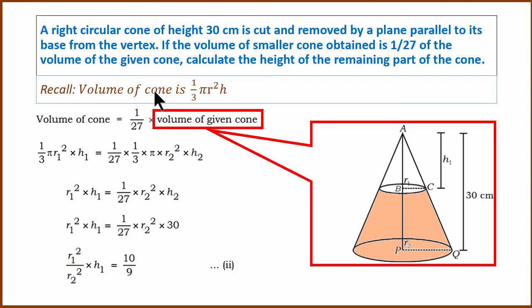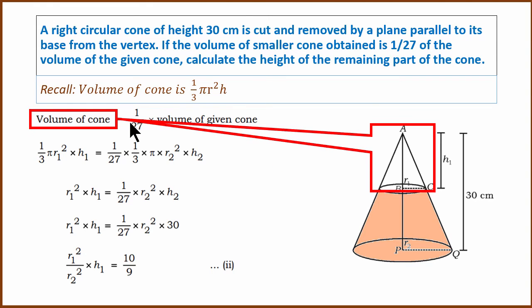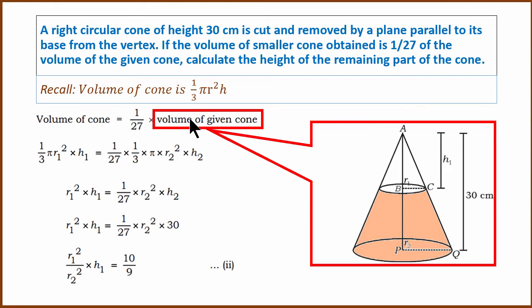What is the volume of the cone formula? It says volume of the cone is 1 divided by 3 pi r square h. That's the volume of the cone formula. So what we are going to do is we will substitute for the small cone that we have cut, and we'll also substitute for the larger cone. That's the next step. Shall we do that?